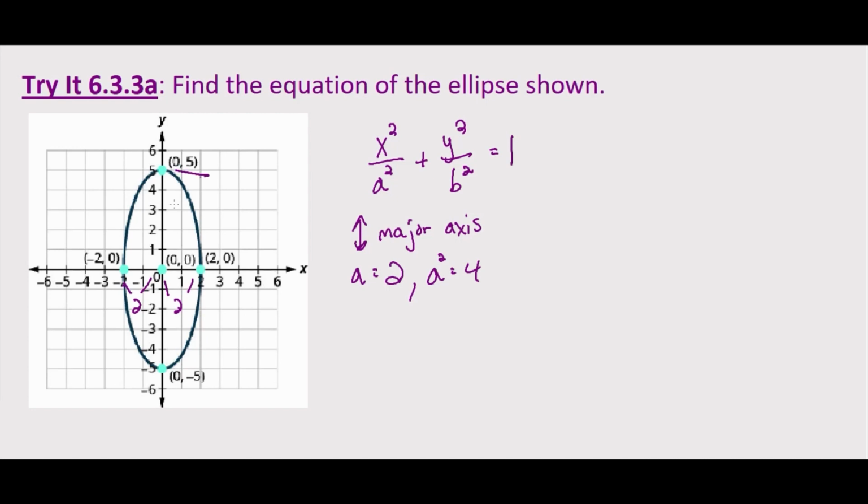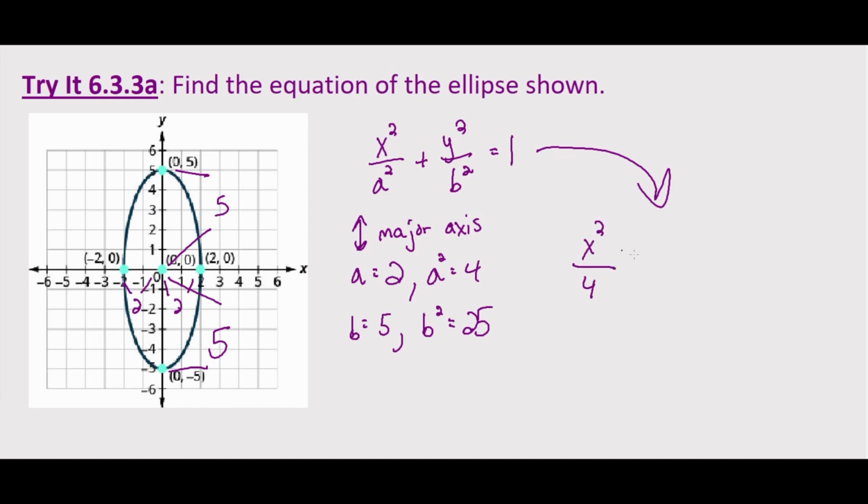Now, because we have a distance of 5 to each of the major axis vertices, we know that b equals 5, which means that b squared equals 25. So then our equation becomes x squared over a squared, which in this case a squared is 4, plus y squared over b squared, which in this case b squared is 25, equals 1.